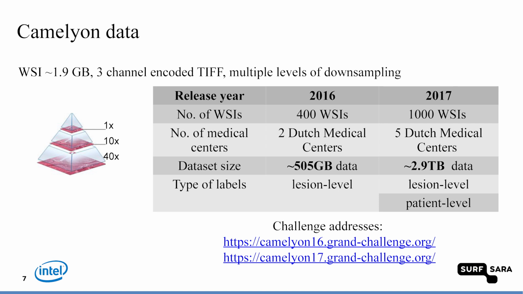At the moment in this challenge, you have not very many images. You saw that there are thousands and thousands, but why aren't there so many images here? Because it's very, very expensive to label these images. So these are pixel level annotated. But they could only do like 400 of these images coming from 2 Dutch medical centers in 2016. Then they expanded to like 1,000 of these images in 2017.